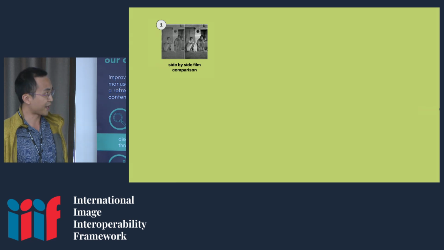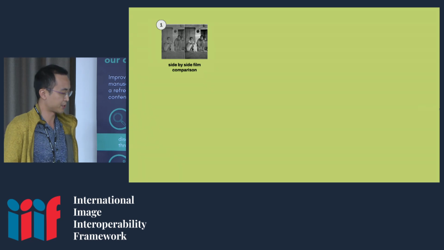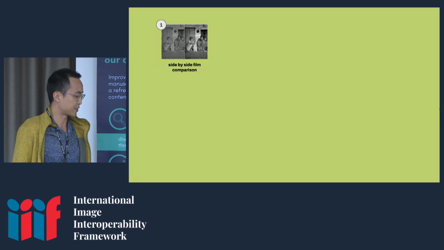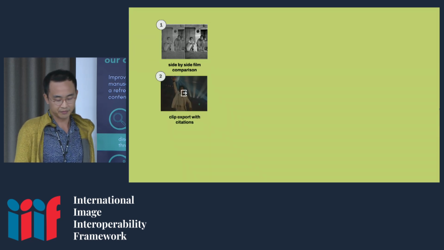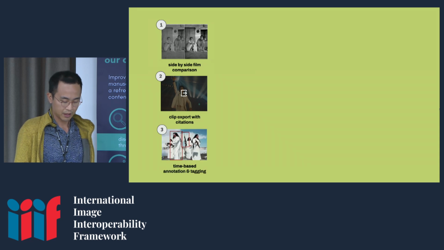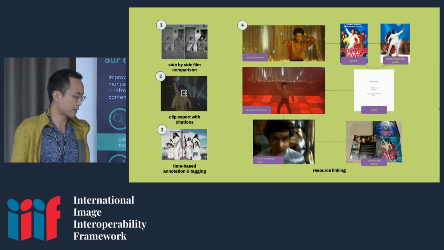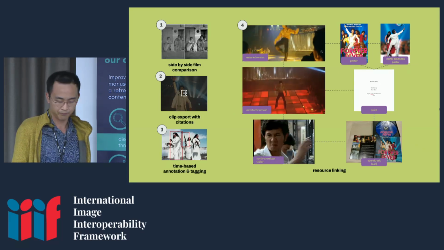So here's what I think the platform could offer. So the first is a side-by-side film comparison, which will be helpful to assess the condition and versioning of film prints. Second, clip export with IIIF citations, great for students and researchers. Third, time-based annotation commentary for all tagging. Sorry, I'm getting ahead of myself. Fourth, linked resources, connecting films to posters, scripts, and related materials.